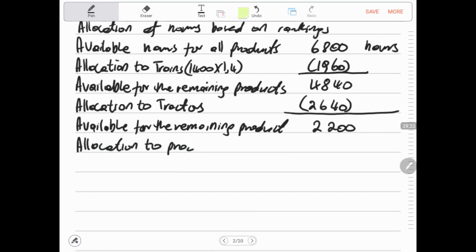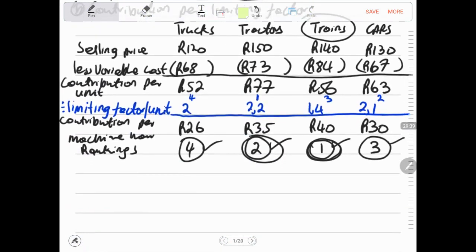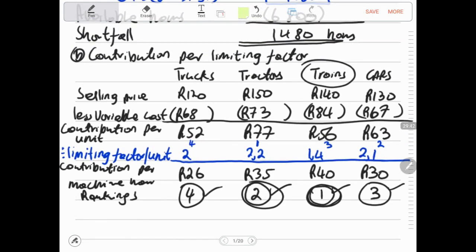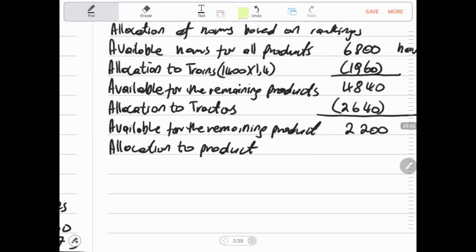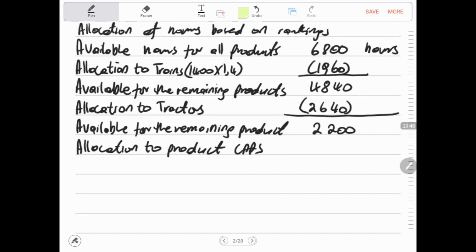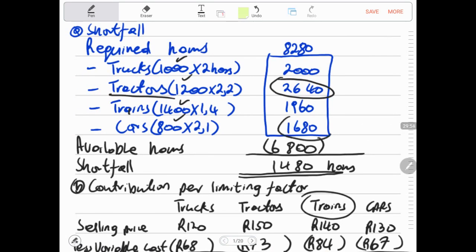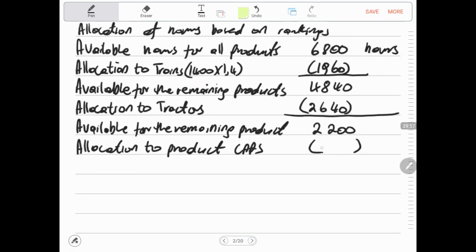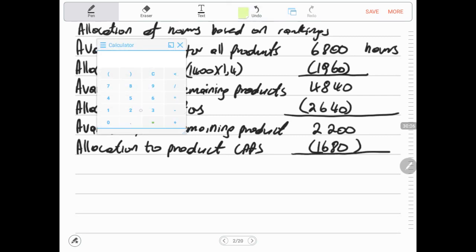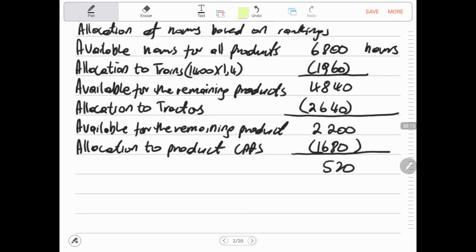Allocation to product. What is the product ranked third? It is cars. Allocated to product cars. Then we say how many hours are needed by the product cars. Hours is 1,680. Do we have 1,680 available? Yes, we do, 2,200 is still more than what we want. So now we can take those hours, 2,200 minus 1,680. This leaves us with 520 hours.